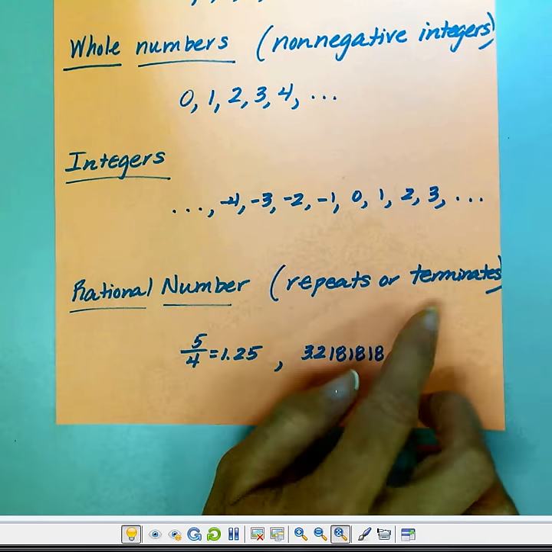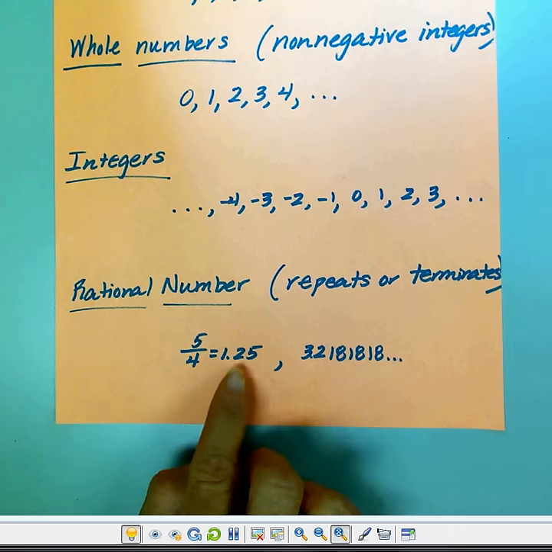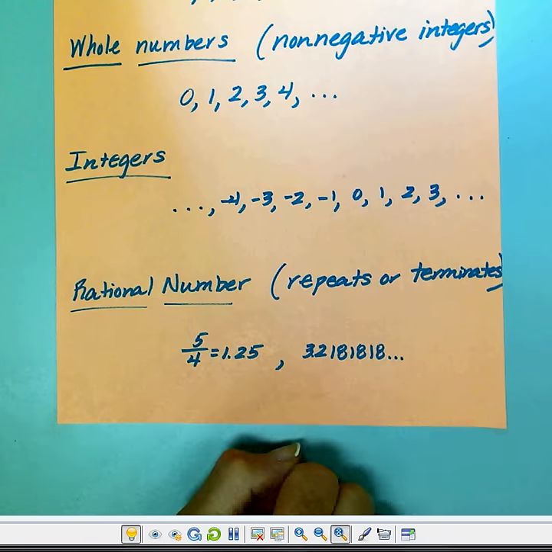Two key words to help you remember the definition for rational. A rational number is a number that either repeats or it terminates. And so I've given you an example of a terminating decimal, and I've given you an example of a repeating decimal.